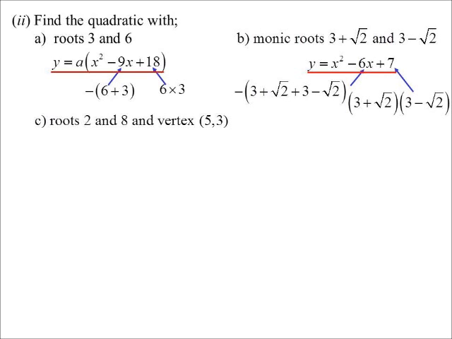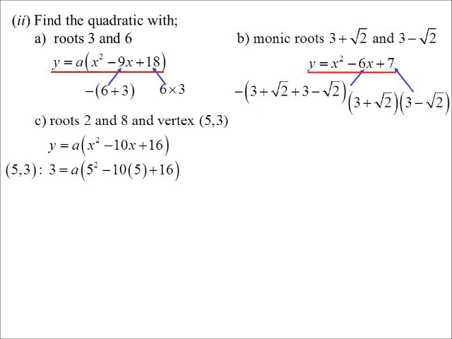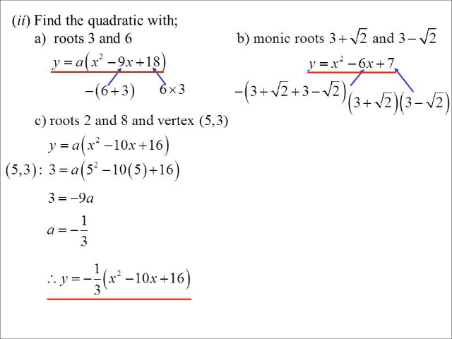Okay, roots 2 and 8. Vertex is the point 5,3. So I know it's going to be in the form x squared. Now, multiply 8 and 2, I get 16. Add them together, I get 10, so I've got minus 10x. It could be any multiple. They've now given me extra information so I can work out what a is. So let's sub in 5,3 and solve it: negative 1/3. So there's my equation. It's just negative 1/3 times x squared minus 10x plus 16.